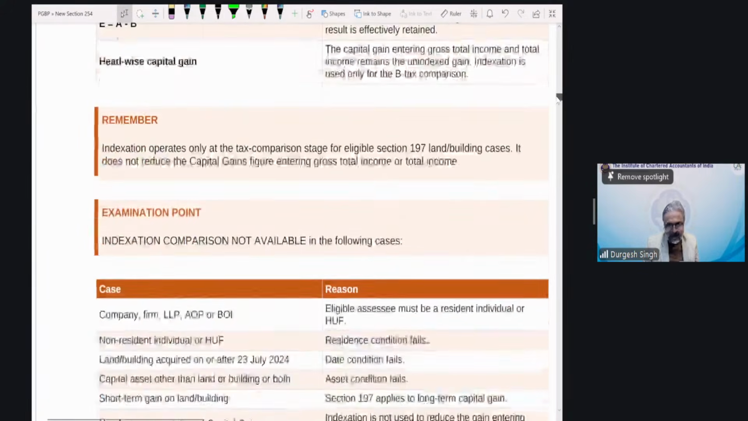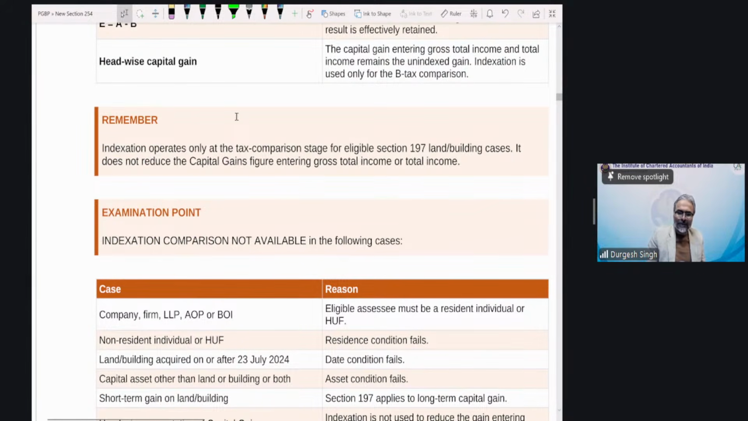Okay, so this is one thing that you should remember. Remember, students, indexation operates only at the tax comparison stage. So when you compute your tax, be careful. This is also one of the errors. Students, can you see this? When you compute a total income, will you have your capital gains shown in the outer column? Which amount? Indexed amount or without indexed amount? What is it that you're going to have?